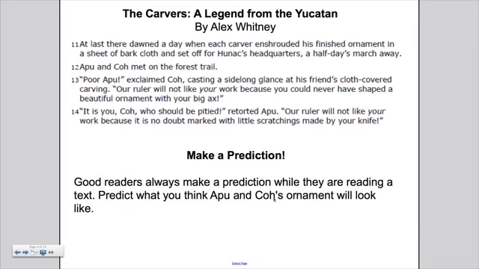Let's start with this little passage from The Carvers, A Legend from the Yucatan by Alex Whitney. Pause the video and go back to the notebook file, or read the actual text and then make a prediction. Again, good readers always make a prediction while they're reading a text. Predict what you think Apu and Ko's ornament will look like. Again, unpause the video when you're done reading and making your prediction.